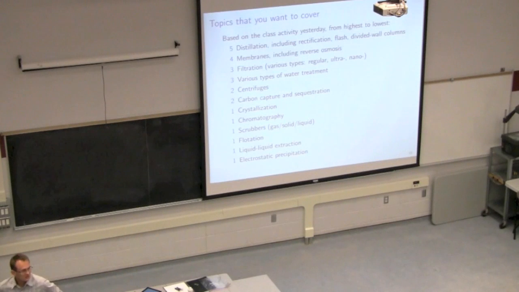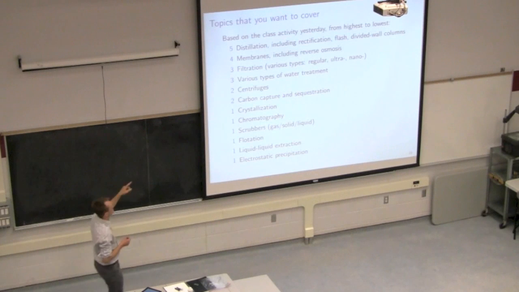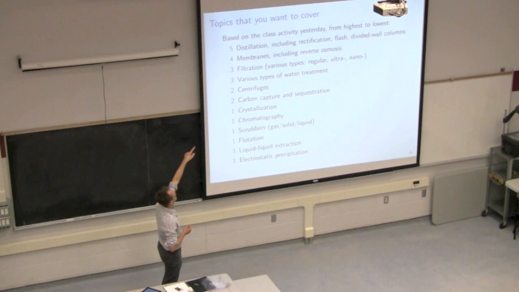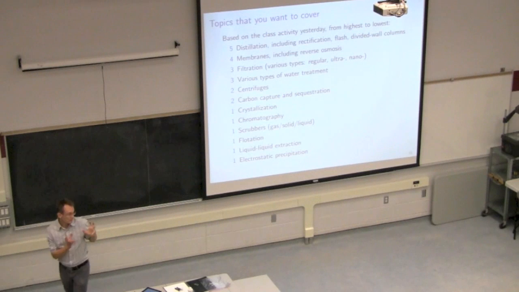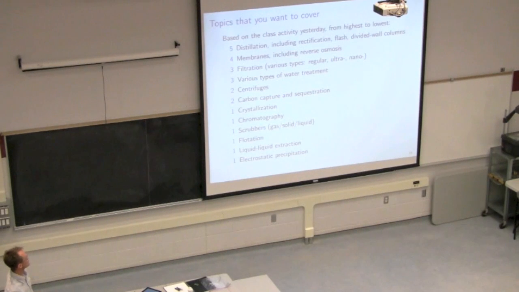Let's talk a bit about some of the things that you guys want to see covered in this course. Here they are, from highest to lowest. A lot of feedback regarding distillation, rectification, flash drums, divided wall columns, they all kind of fall into the same category. Next up was membranes, including reverse osmosis, filtration, various types, ultrafiltration, nanofiltration. Several groups wanted to look at different options of water treatment, and when they mentioned the types of unit ops, there were filtration and membranes up there. So a lot of concentration, a lot of interest on that topic, which is good to see.